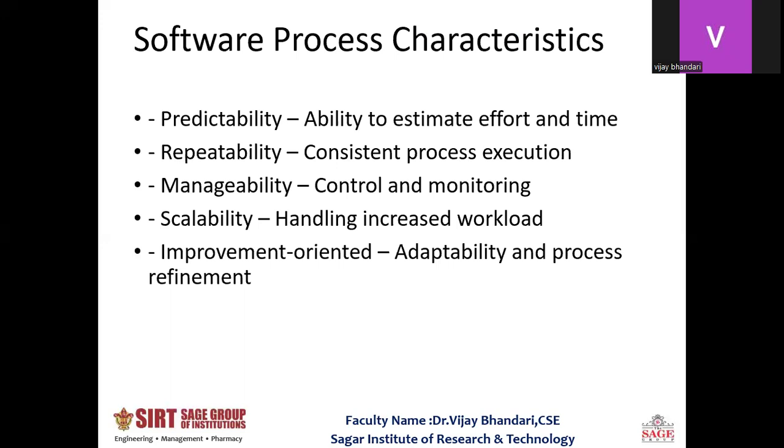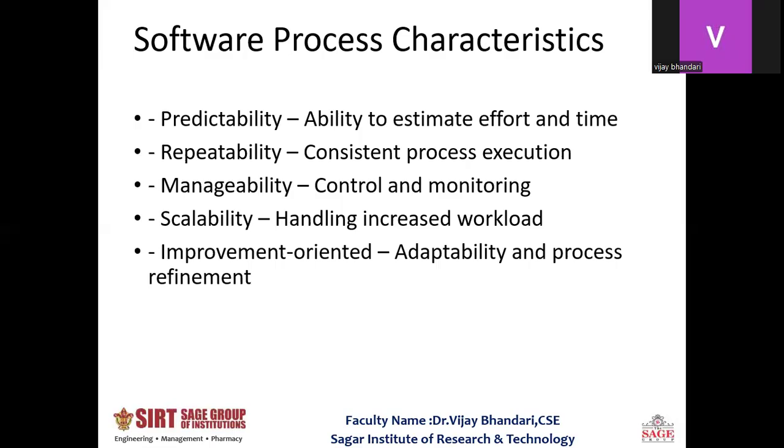So here, predictability is the ability to estimate effort and time. This topic we will see in more detail in chapter 5. We will use the COCOMO model for estimating the size of the software and costing. And next is repeatability, consistent process execution.